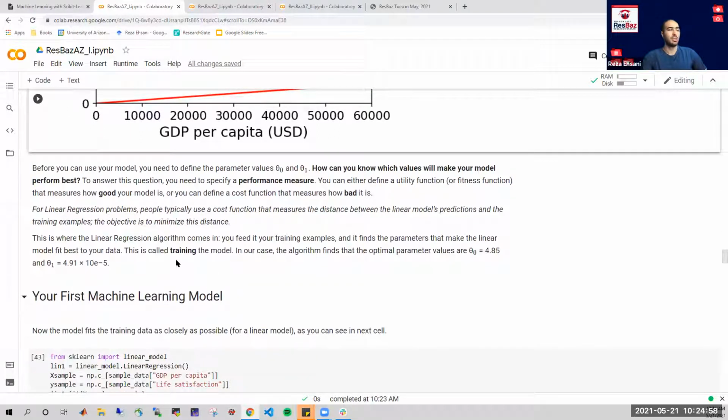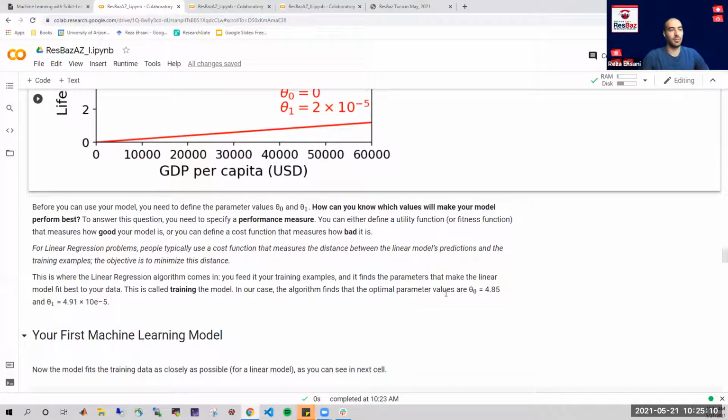So this is where the linear regression algorithm comes in. We feed in the training examples and it finds the parameters that make the linear model fit best to your data. This is called training the model. In our case, the algorithm finds that the optimal parameter values are theta 0 equal to 4.85 and theta 1 equal to almost 5 multiplied by 10 to the power of -5.